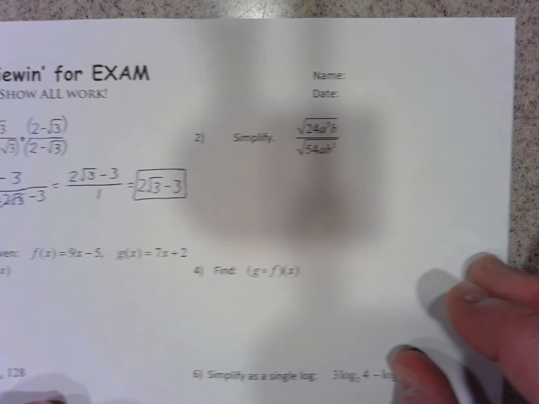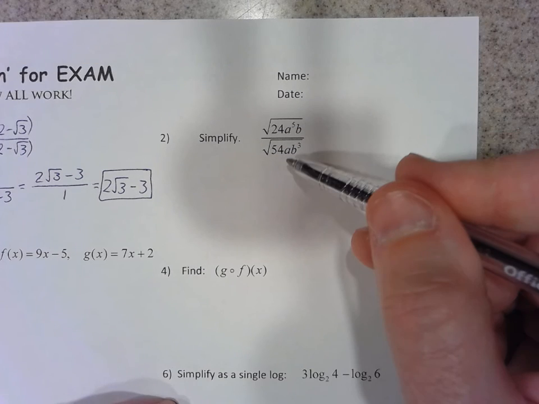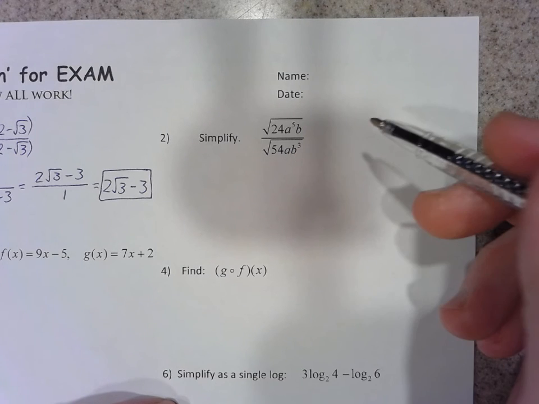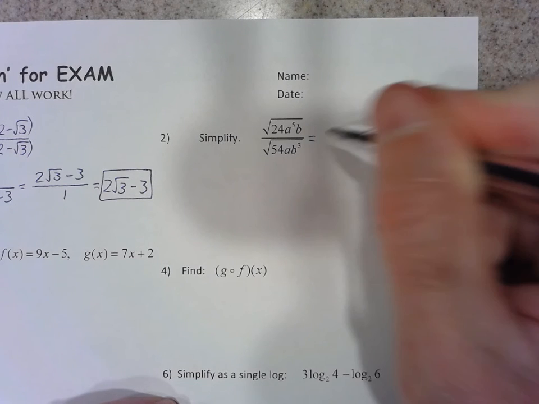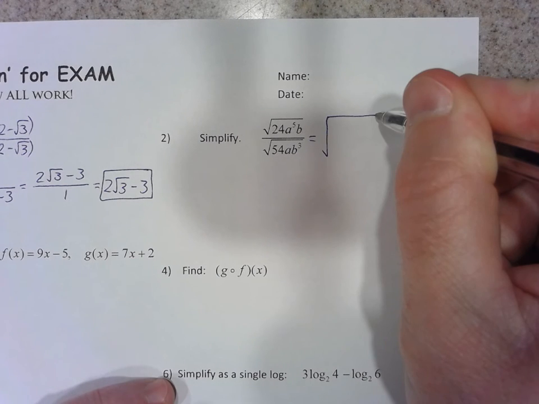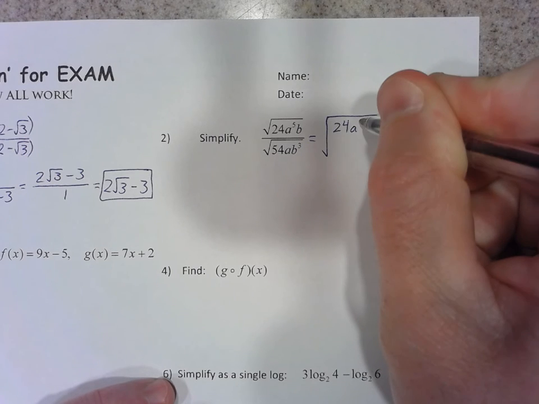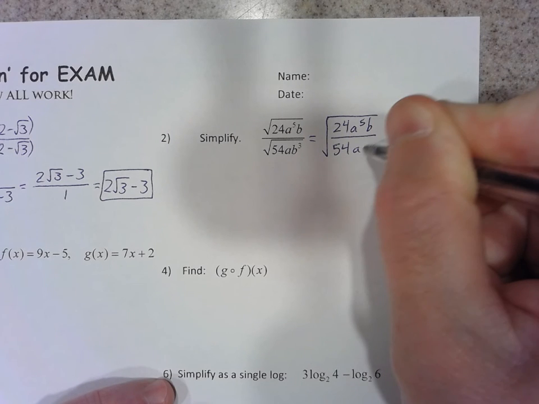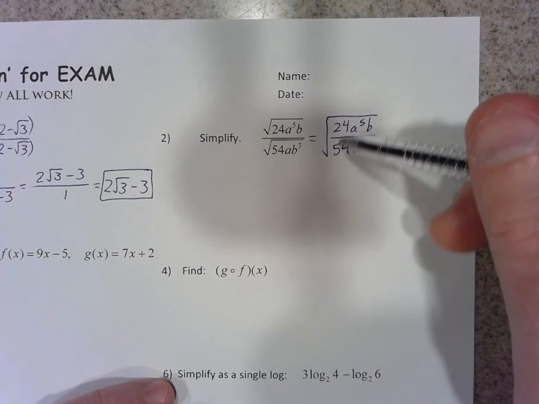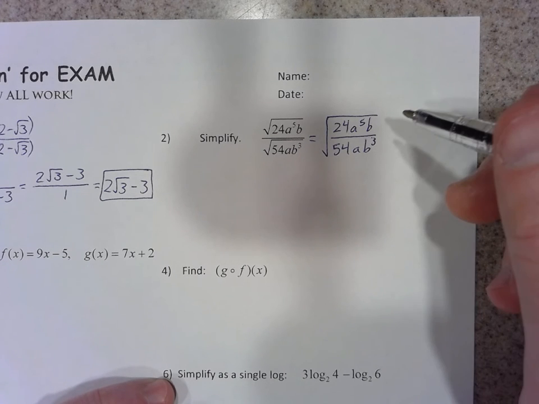Number 2. Anytime I see a square root divided by another square root, if these aren't obviously perfect squares, I want to simplify the whole square root first, the fraction. So 24a to the 5th b is being divided by 54ab to the 3rd. And so I want to simplify this fraction. 24 and 54, I want to reduce it. And I notice that each of those can be divided by 6.